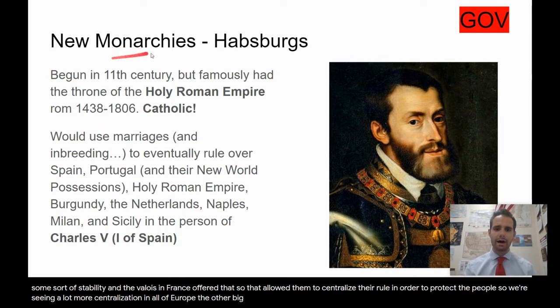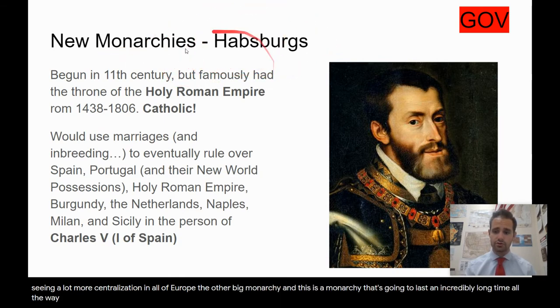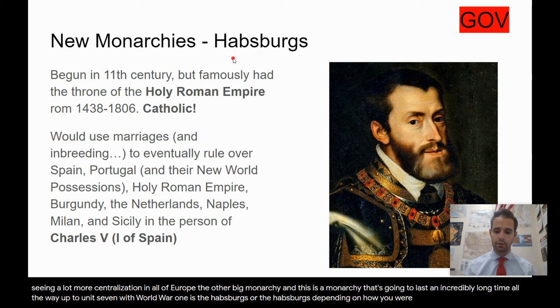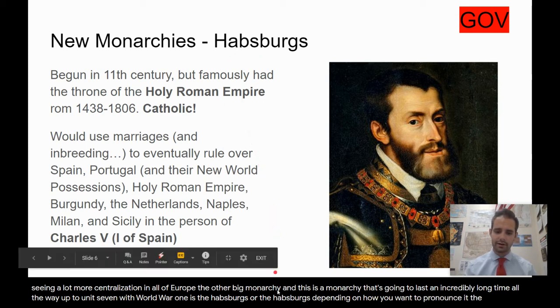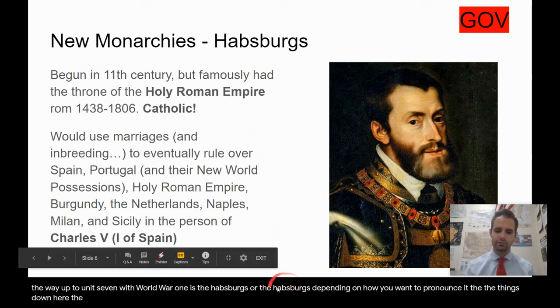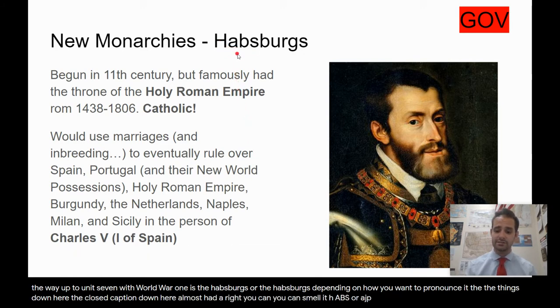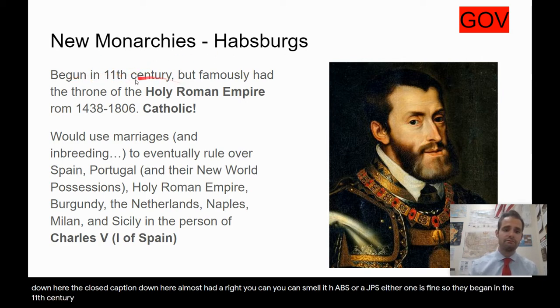The other big monarchy, and this is a monarchy that's going to last an incredibly long time, all the way up to Unit 7 with World War I, is the Habsburgs, or the Hapsburgs, depending on how you want to pronounce it. The closed caption down here almost had it right. You can spell it Habs or Haps. Either one is fine. So they began in the 11th century and famously held the Holy Roman Empire.